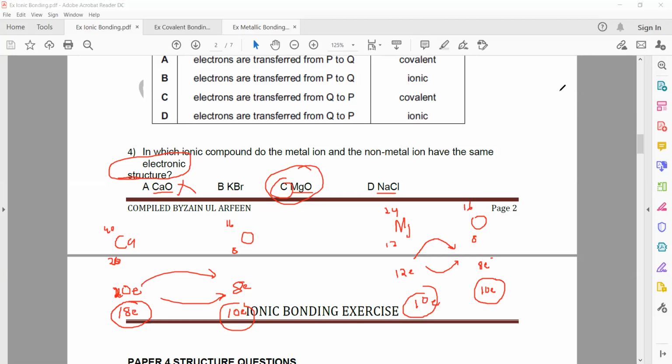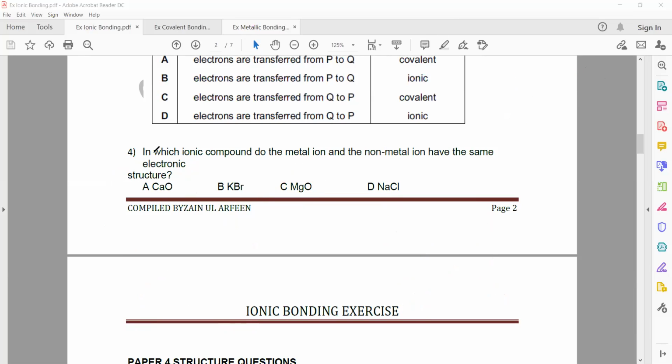Why not sodium chloride? Because sodium is 11 and 23, and chlorine is 17 and 35 or 37, the isotopes. So a sodium atom contains 11 electrons. Look, the question is: in which compound do the metal ion and the non-metal ion have the same electronic structure? Having the same electronic structure means the same number of electrons.